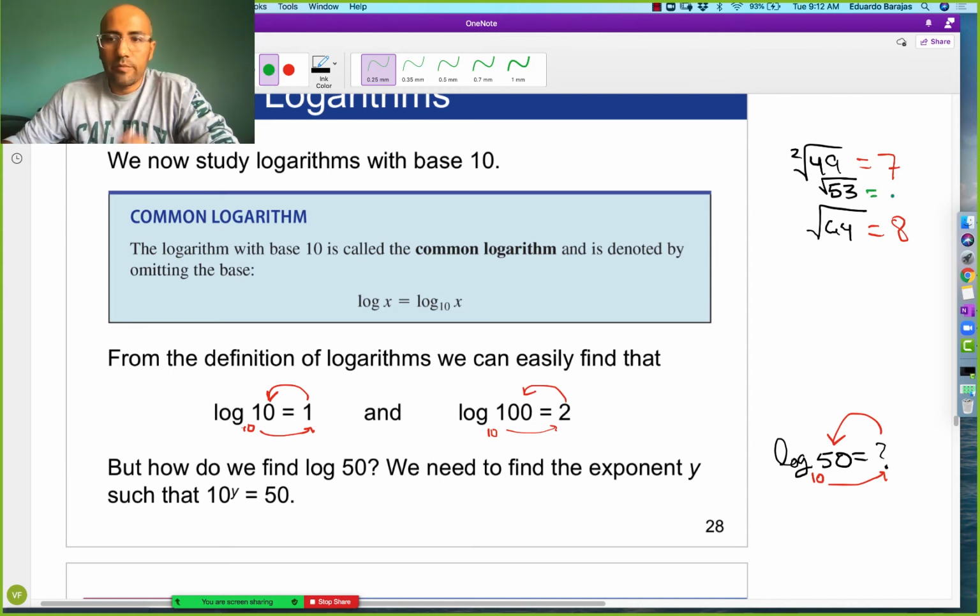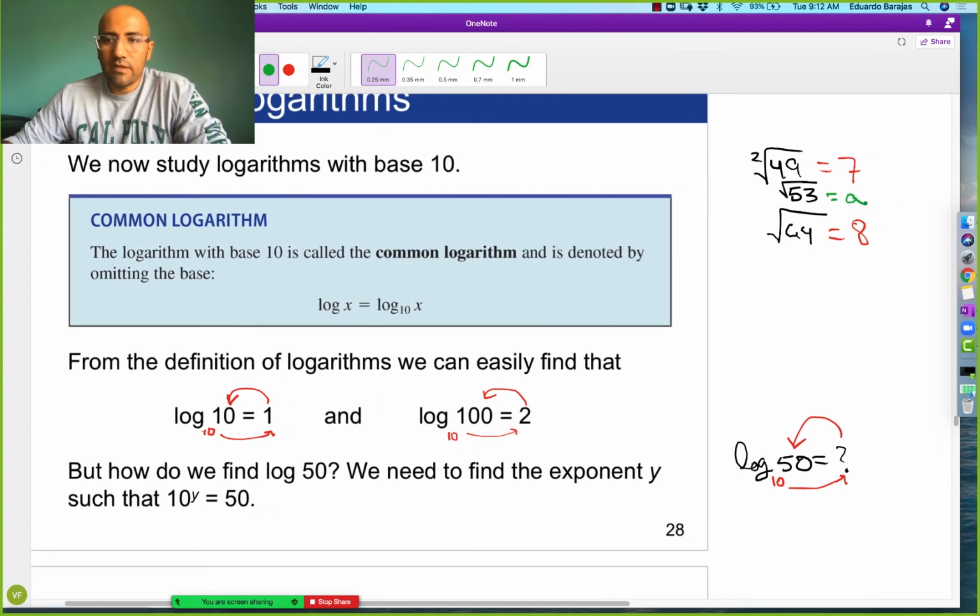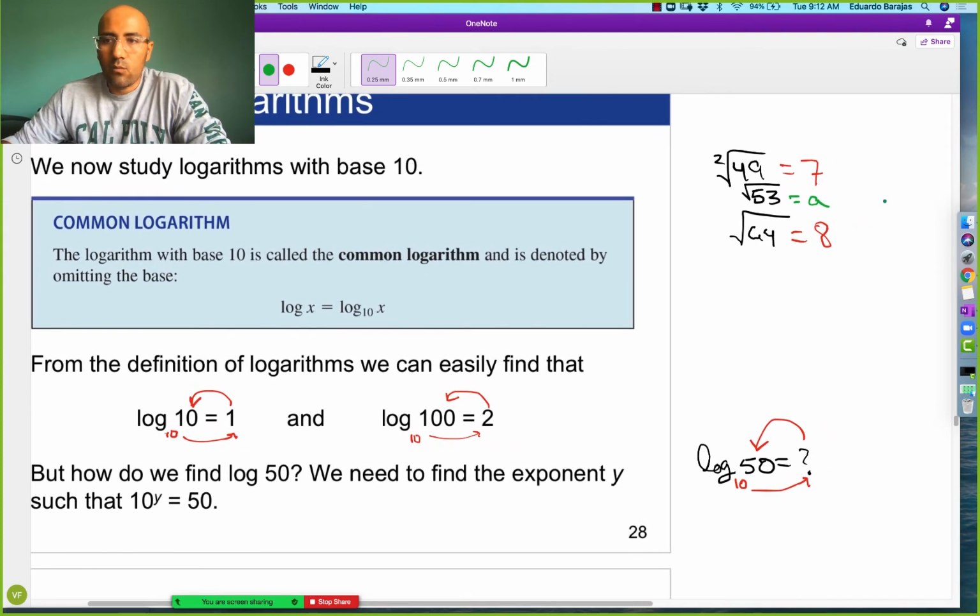The answer will be something, I don't know, a, but I know that the special property of this number is that when I take a and I square it, the answer will be 53. Such that when I square whatever answer that is, I should get 53.